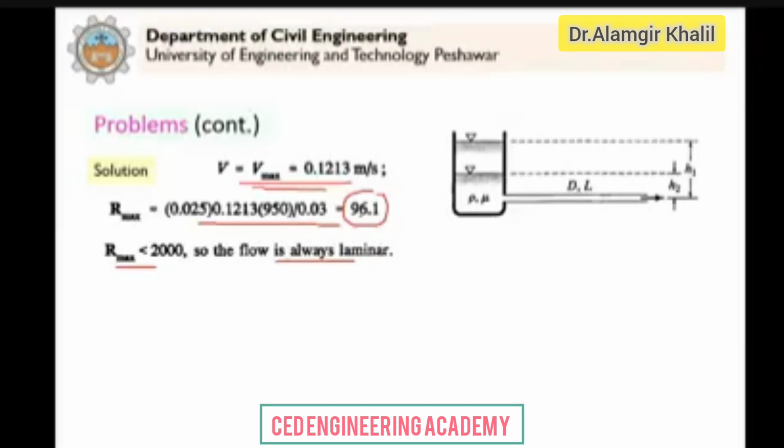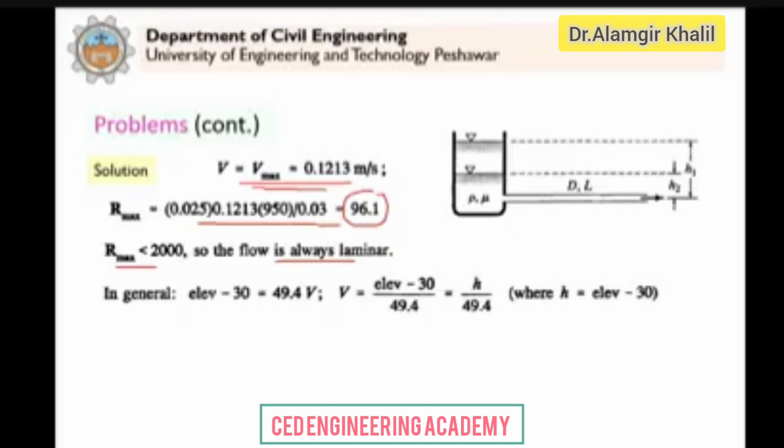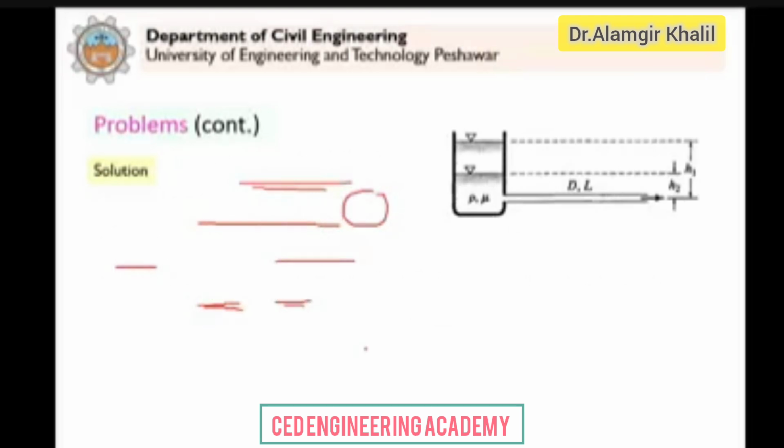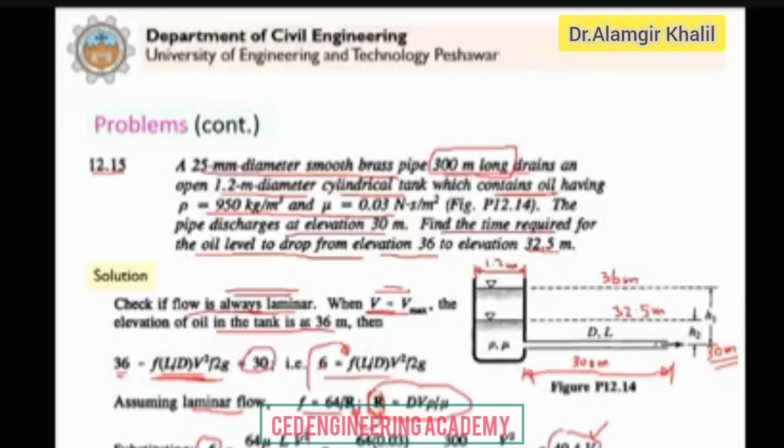And then in that case, the Reynolds number will be less than 96, but it can never be more than 96. So it means that the flow is always laminar flow. So in general, what we can do is that elevation minus 30 is equal to 49.4 times V. What we write down here, this is fixed. 30 is fixed. 36 can decrease. So 36 minus 30 is equal to 49.4 V.